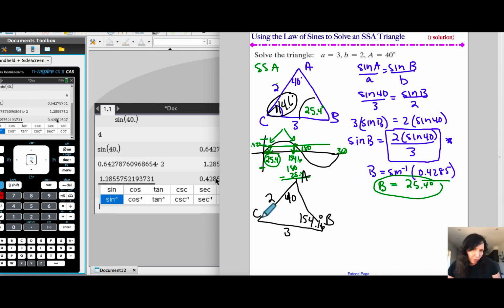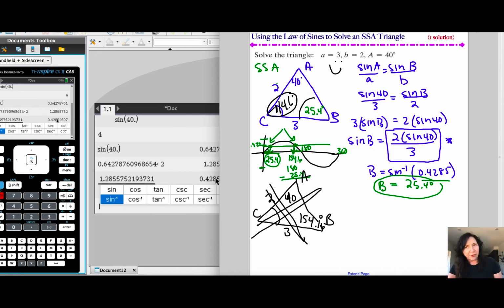But in this triangle, if I go 180 and subtract 154.16, and then subtract 40 degrees, I'm at a negative 14, which tells me that this triangle does not exist. Because you can't have a negative value for an angle, which eliminates this option as being a triangle, and therefore this one is the only one that exists.